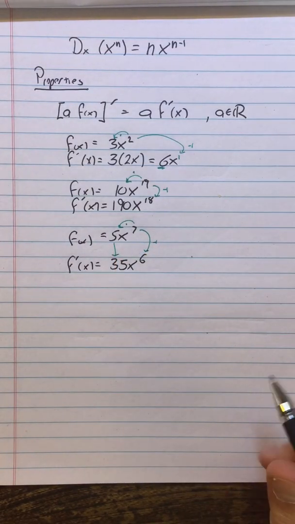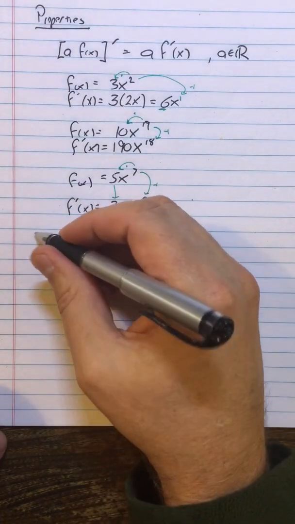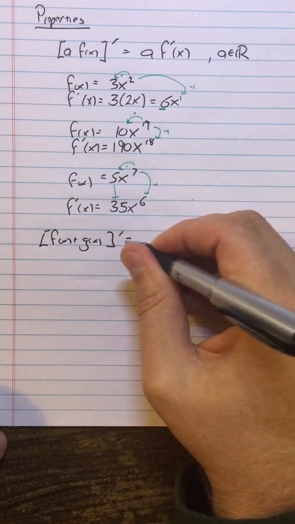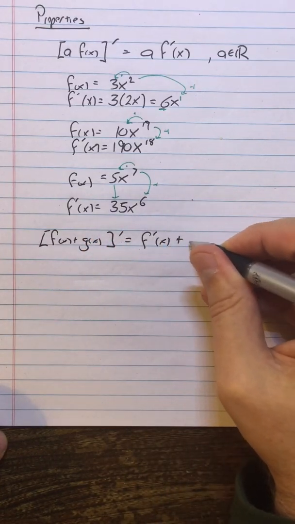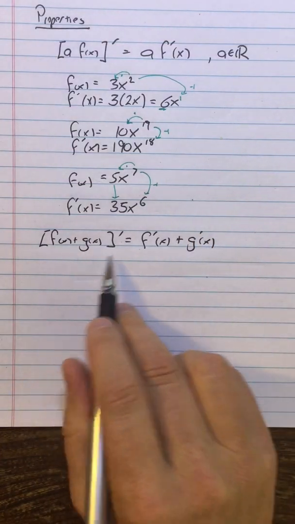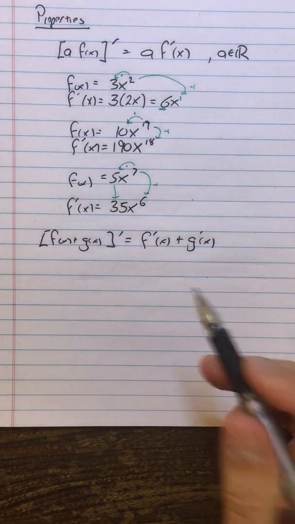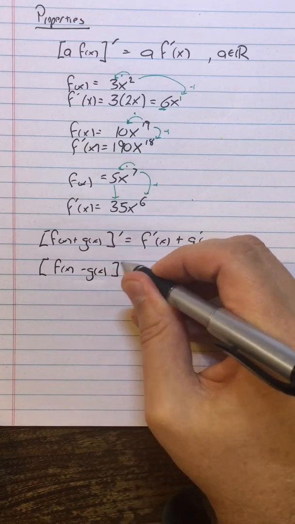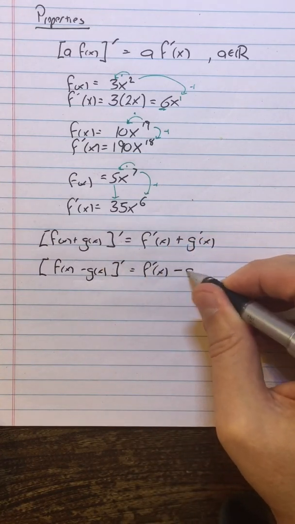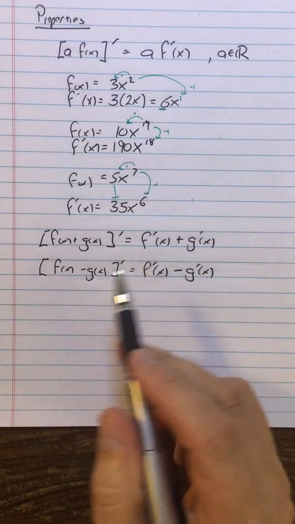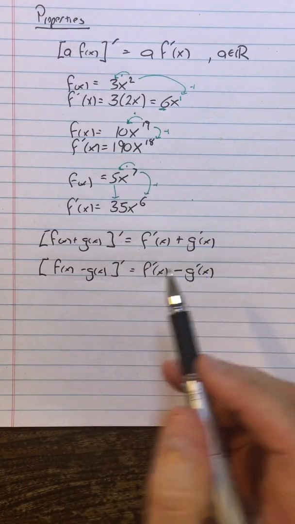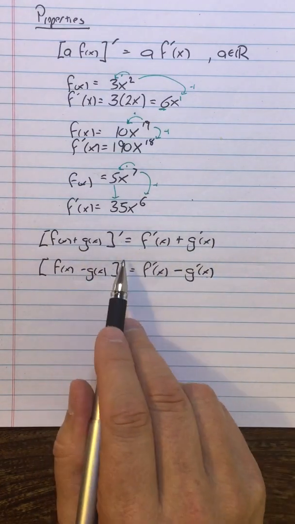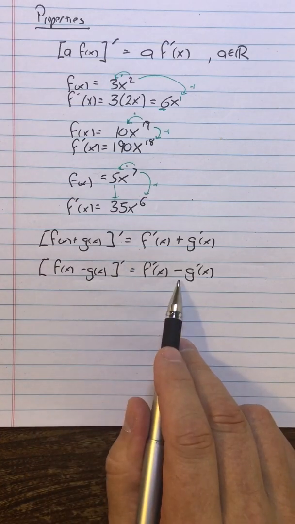All right, but it gets better because another important property is that if I have f of x plus g of x and I want to take the derivative of that, that's just the derivative of f plus the derivative of g. Now, you can actually combine this with this, use a equals -1, and you can easily derive that it also follows that f of x minus g of x prime is equal to f prime of x minus g prime of x. All right, so we can say in the kind of language you used for limits, because that's where these properties come from, the derivative of the sum is equal to the sum of the derivatives. The derivative of a difference is equal to the difference of the derivatives.